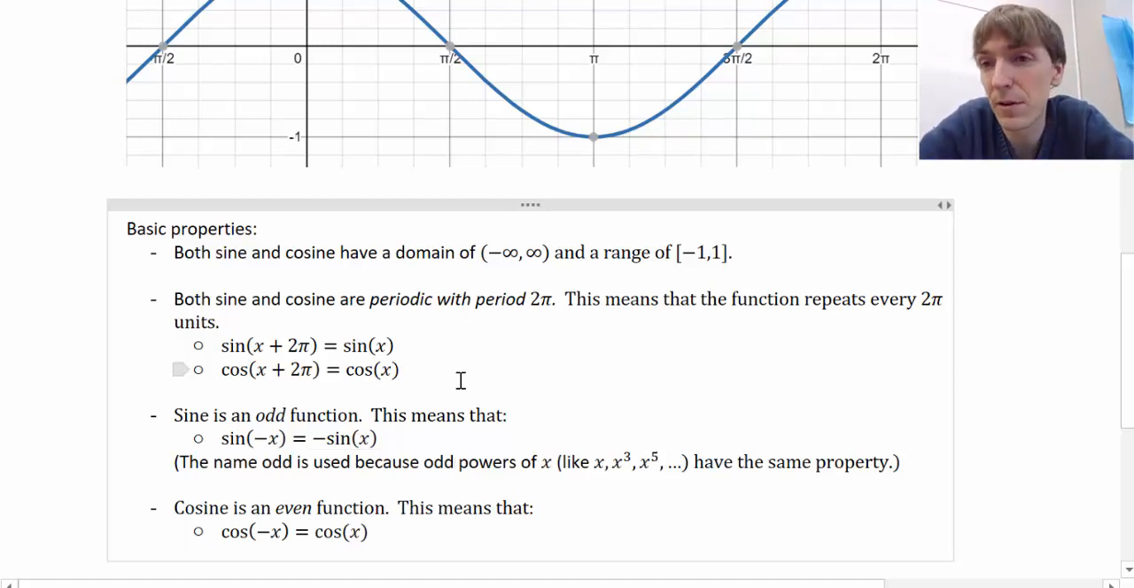Cosine is what's called an even function. It has the opposite property. That means that if we plug in a negative value in for x, we get exactly the same thing as if we'd plugged in the positive value. There's kind of perfect symmetry, right?